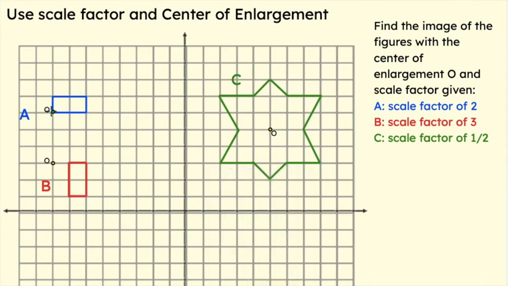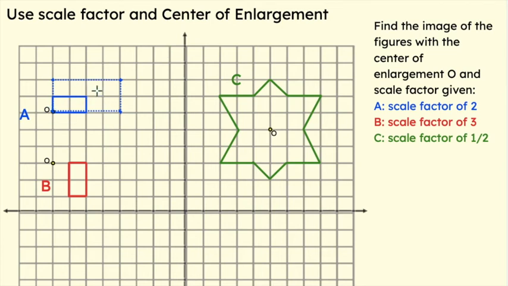Okay, from here, where we know this is 1, so we need to go up, well, twice that, 2, and this is 1, 2, so we need to do double that, 1, 2, 3, 4. Okay, and we know we need to make this a rectangle, so we just need to connect it back. There we go. We've successfully connected that and done that with a center enlargement of O, okay, by a scale factor of 2.